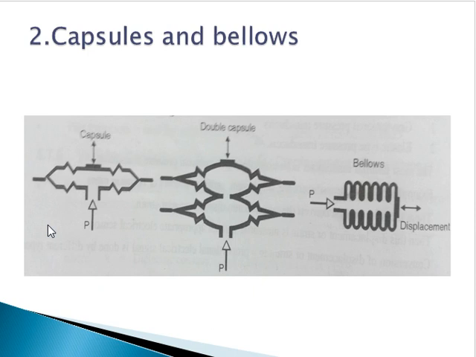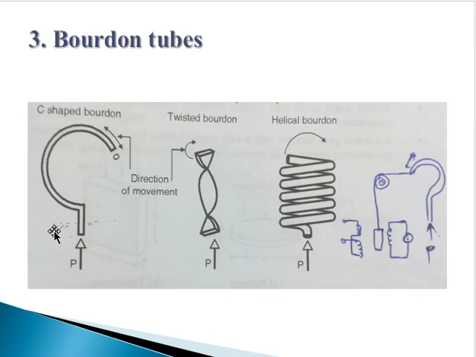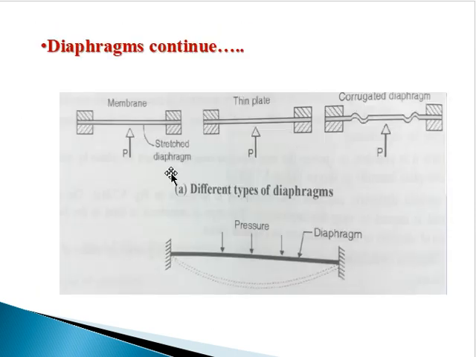So the second type of pressure transducer is capsules or bellows. Let us clear one thing here that I have mentioned earlier: these pressure transducers, if you see this diaphragm, are not converting pressure directly into an electrical signal. Okay, it is converting pressure into either a change in displacement or a change in resistance.